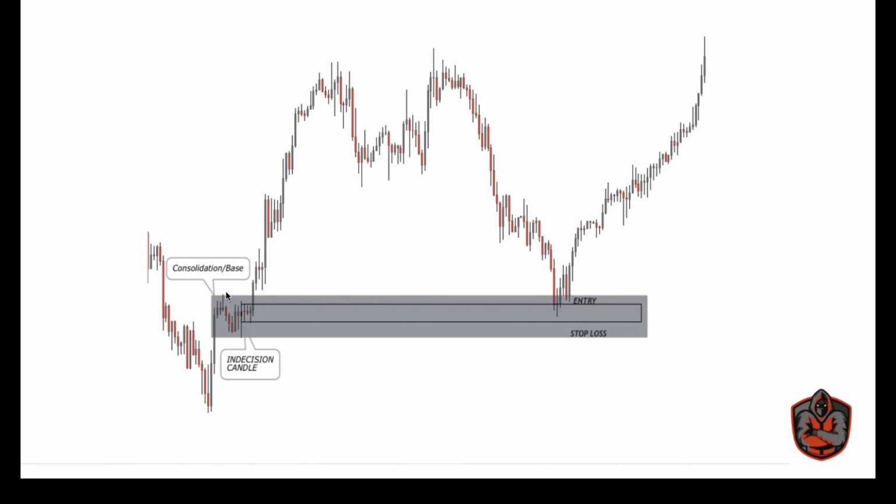Now, if you took entry of the base, you'd have your entry there and your stop loss there. You would have had a very big stop loss. But as you can see, we identified our entry from this indecision candle. Now, you would have had your entry here, and you could have had your stop loss there, or if you wanted to be safe, you had your stop loss at the bottom of the base. But in terms of entry, you would have entered there at the base, but you would have entered here if you went off the indecision candle. Now look how accurate that would have been. Yeah?